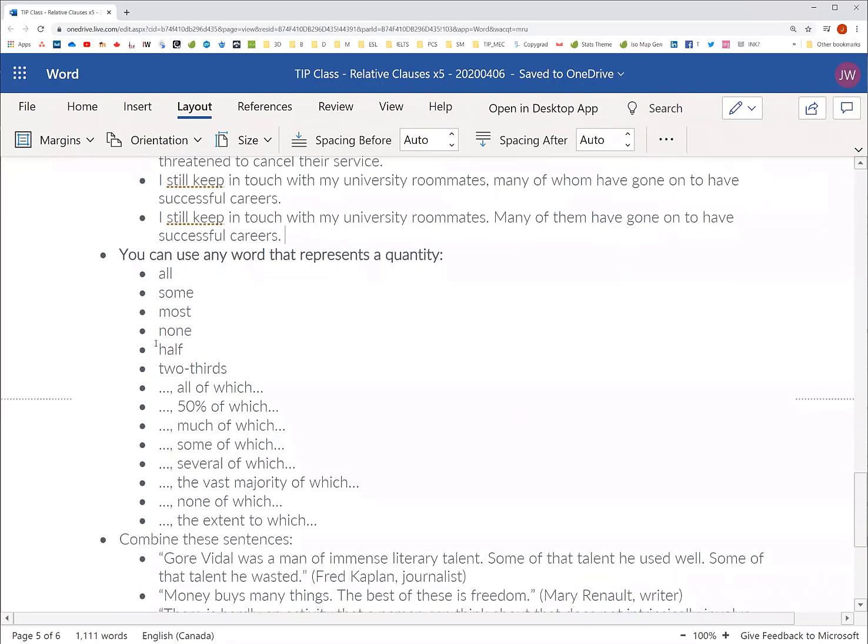So it's not just these single words. You can say things like the vast majority of which. Even the extent to which is the same type here. Basically, any kind of quantity word will do.